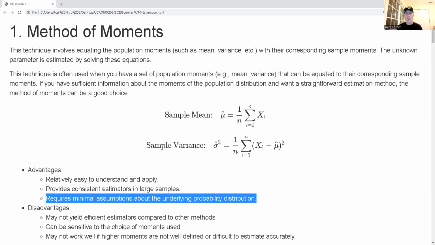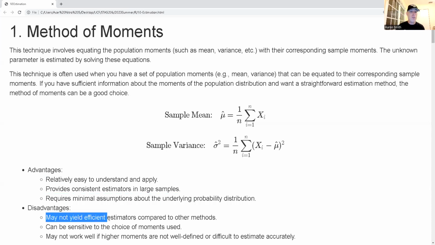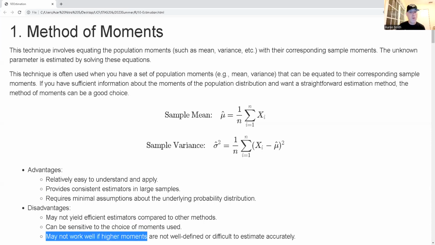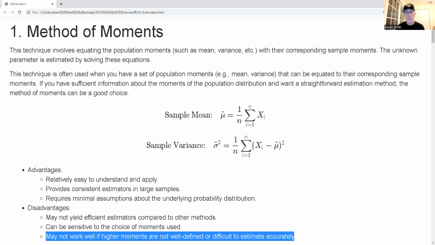Disadvantages, the disadvantages are why statisticians generally shy away from method of moments and prefer maximum likelihood. Some disadvantages: may not yield efficient estimators compared to other methods, can be sensitive to the choice of moments used. Usually this isn't a big deal if we stick with first moment, second moment, like the lowest number of moments possible. May not work well if higher moments are not well defined or difficult to estimate accurately.